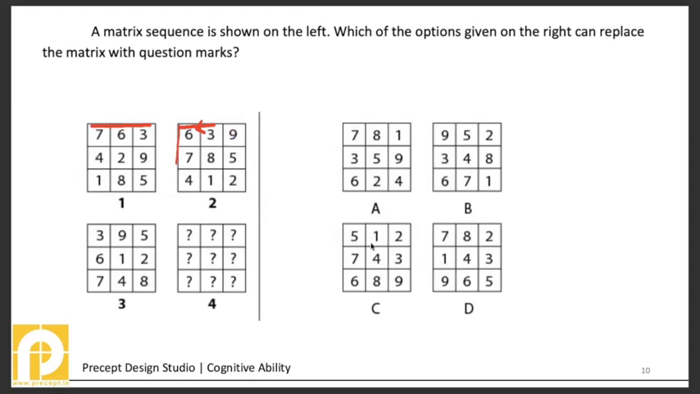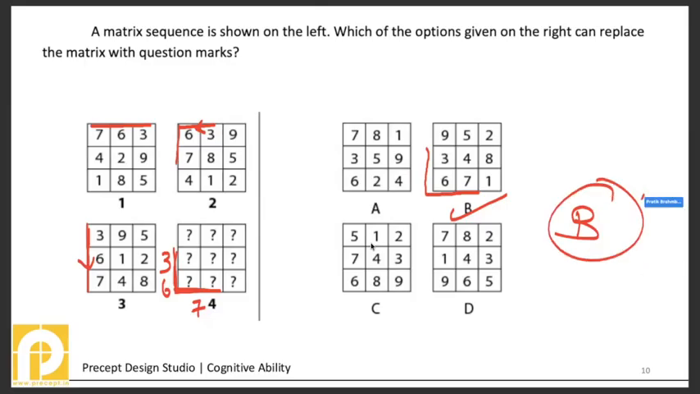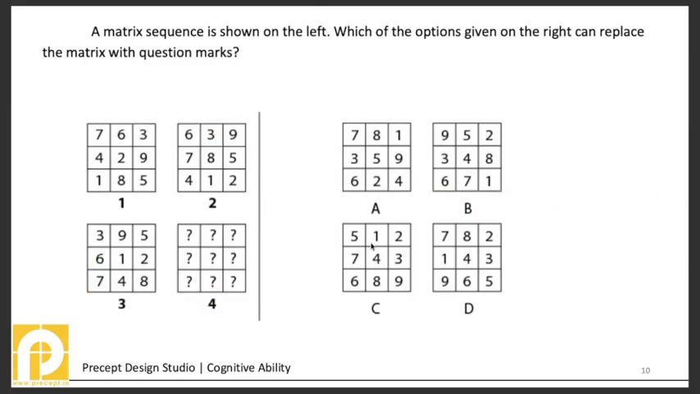Then again it moves like this, moving downward. And then again in the final figure it has to come here with 3, 6 and 7 in this position. That is happening at only one place, 3, 6 and 7 happening here. So that is happening in option B, which is the right answer. We'll move to the next one.